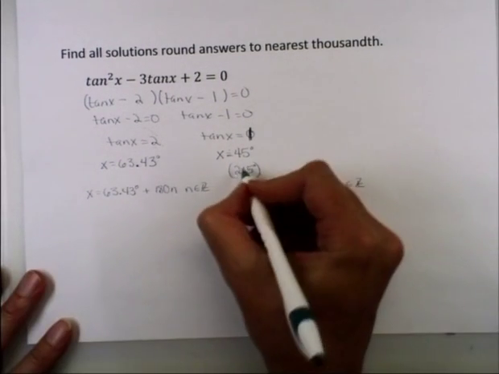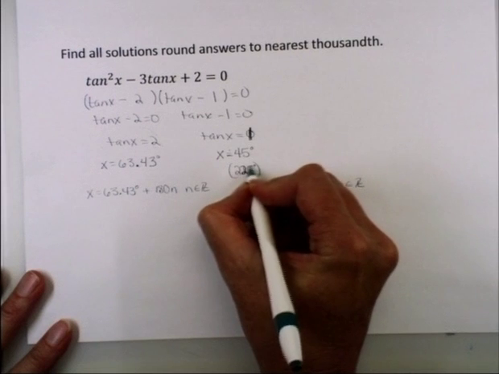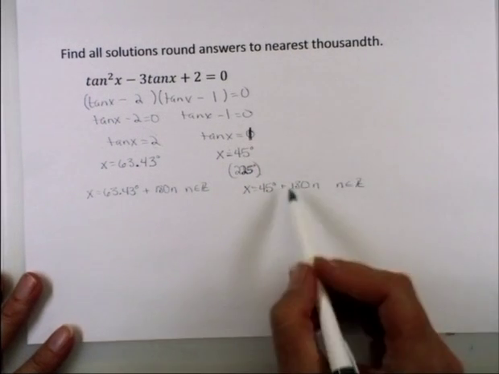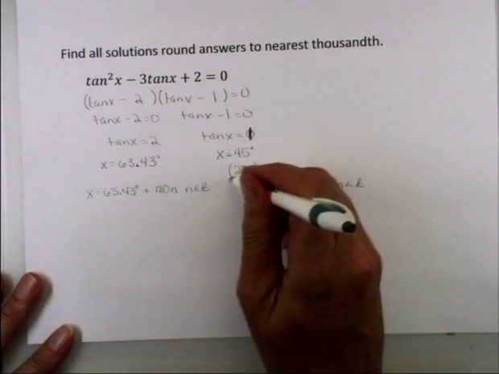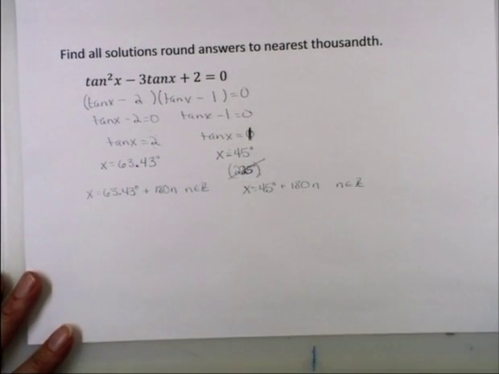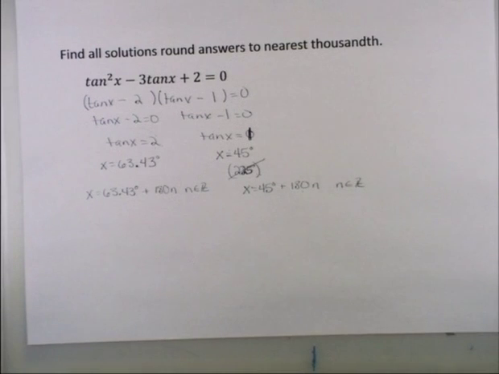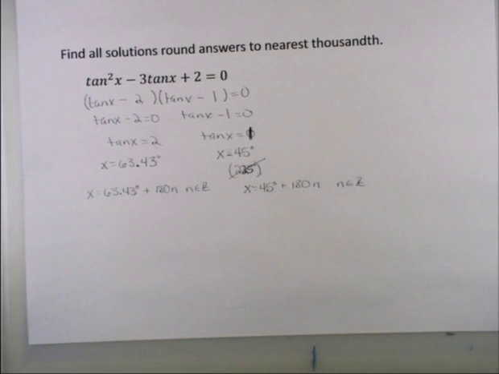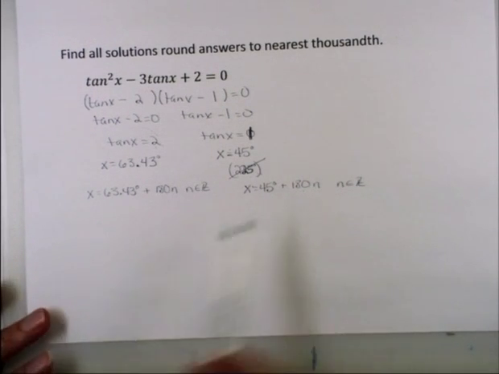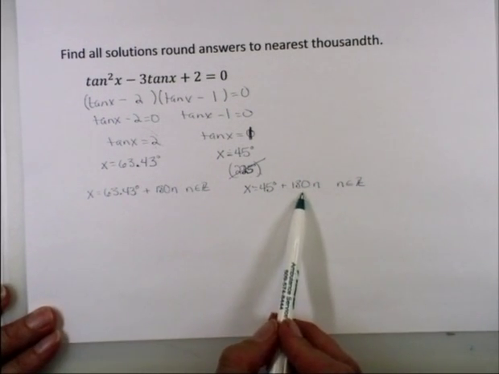Okay, this should be 225, not 215. So if I add 45 plus 180, I get 225. So I don't need to worry about listing that second solution on that one, even though it's positive in quadrant 3. So this will give me all of them. So when you're working with tangent, you need to be careful, because the period is only 180.